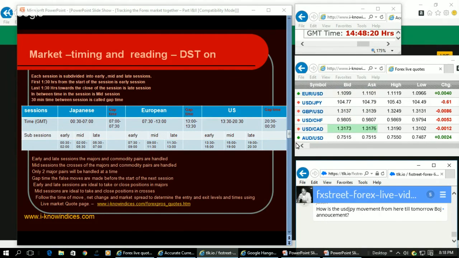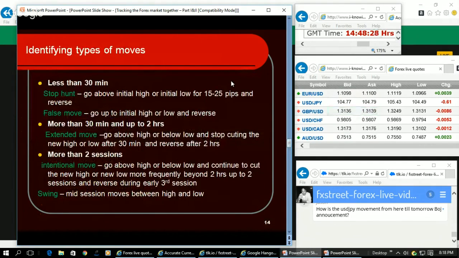That's how they try to handle the entire day during the 24 hours market. So these are all the types of moves. Make a note of it and watch carefully with the help of the live market quote page. Don't look for any chart. You only look into the live market quote page.